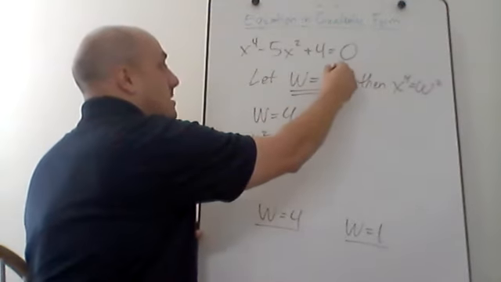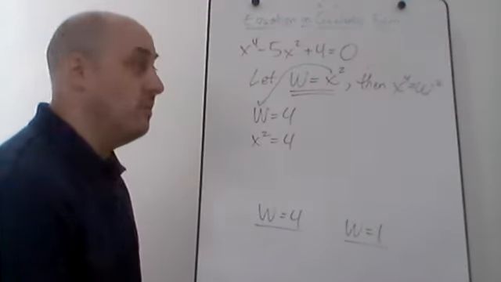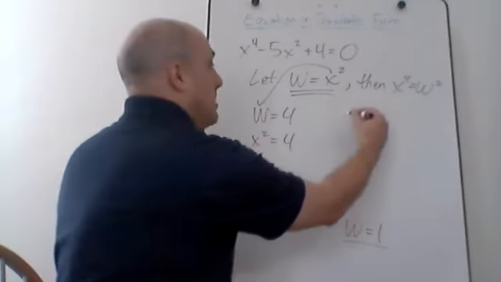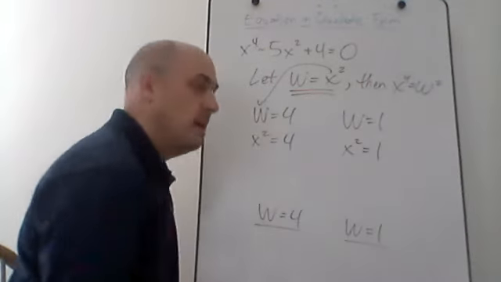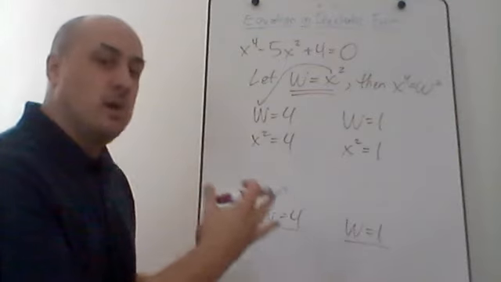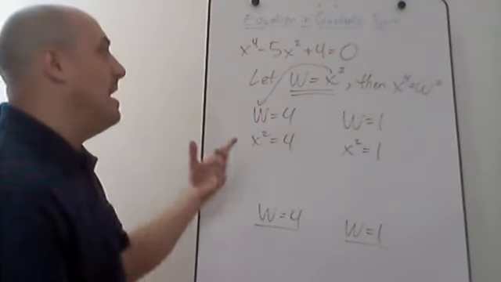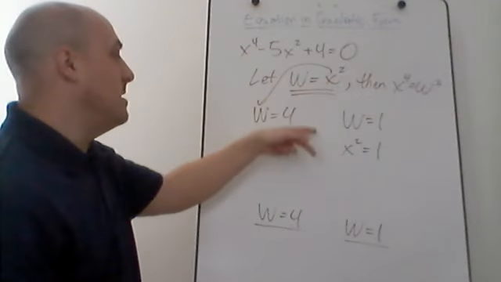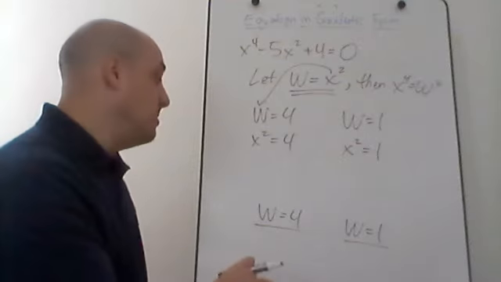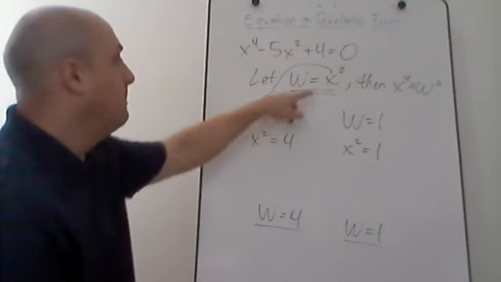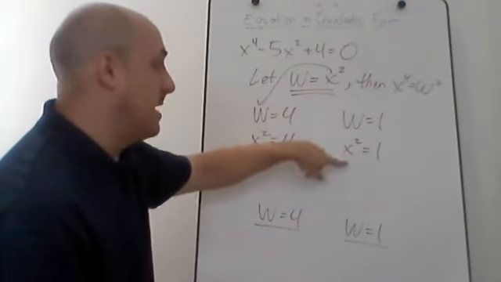So I substitute this x squared back in for the w, so I get x squared is equal to 4. And then for this one here, for w equals 1, I do the same thing and I get x squared equals 1. So in order to make this a quadratic equation and factor it or use the quadratic formula and solve it, I had to take out that x squared and replace it with a w. But once I solve it, I put the x squared back where that w was. So when I have w equals 4, I put the x squared back for the w. And same for the w equals 1, I put that x squared back in.